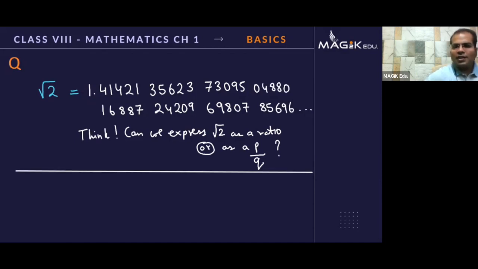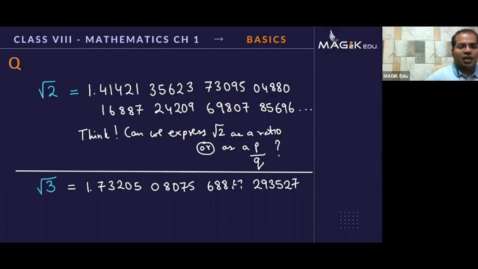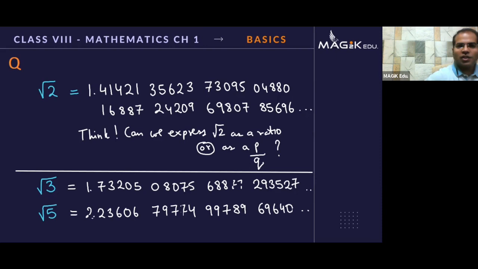Now, let's look at some other irrational numbers as well. You can see root 3 on the screen. And if you also observe that it is also like root 2, going on and on and on and on. Can we try one more? Let's find root 5. Yes, you can see root 5 on the screen as well. And if you observe the values for root 2, root 3, root 5, we cannot express them as p by q, as ratios or as rational numbers. That's why they come under the category of irrational numbers.